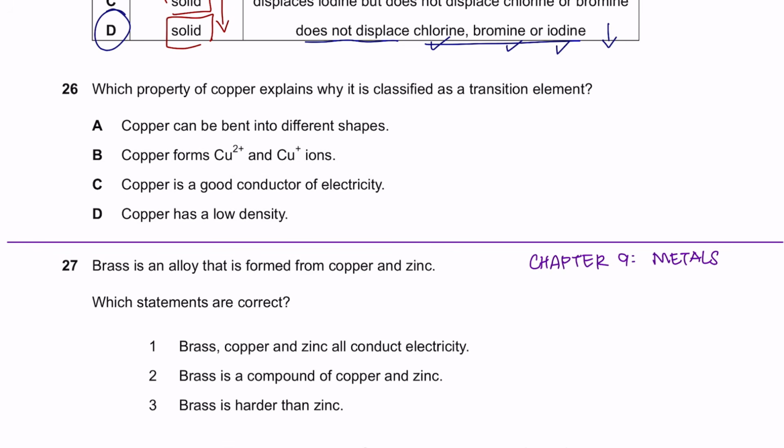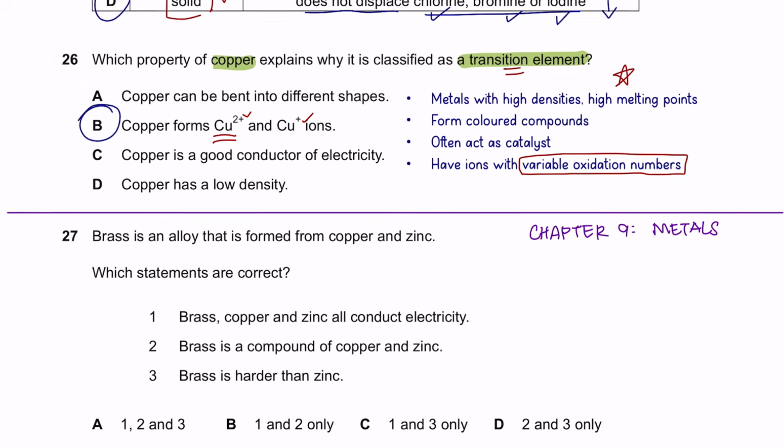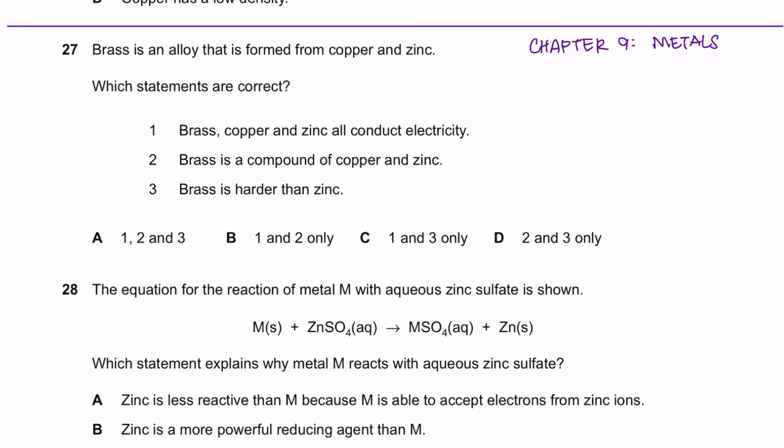Next, for question 26, which property of copper explains why it is classified as a transition element? These are the 4 special characteristics of a transition element that you must remember. One of them says that it has variable oxidation number, so copper can either be 2+ or 1+. This is the reason why it is classified as a transition element. Next, question 27 onwards is from chapter 9.